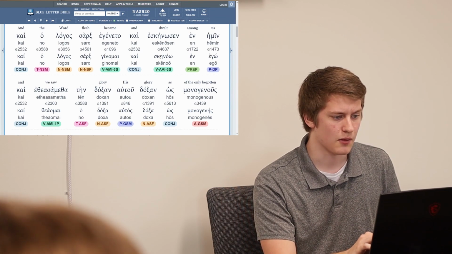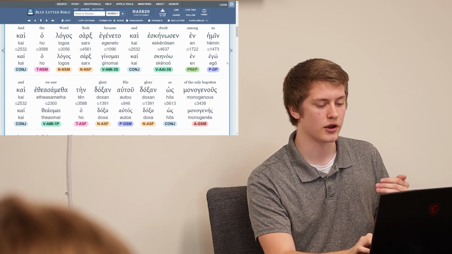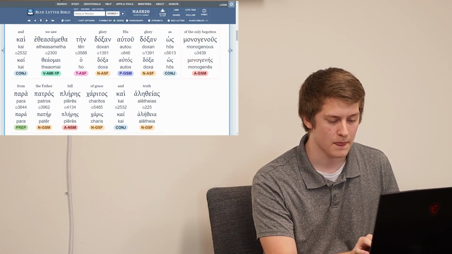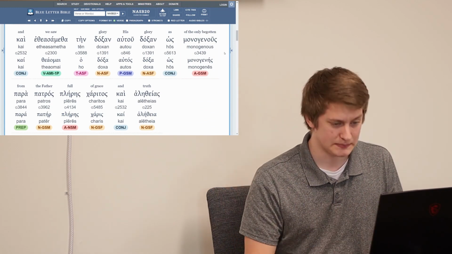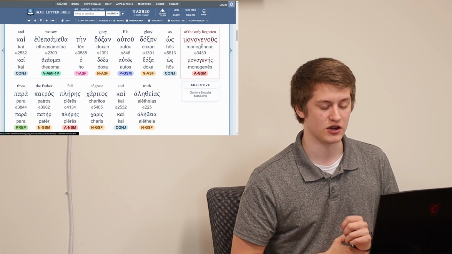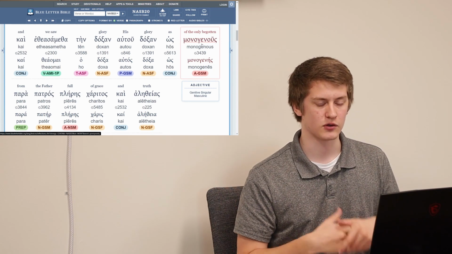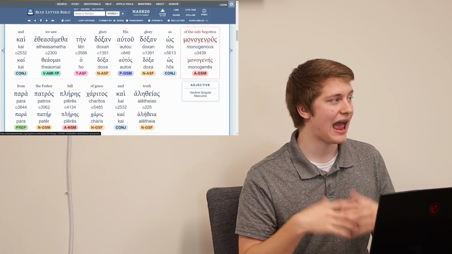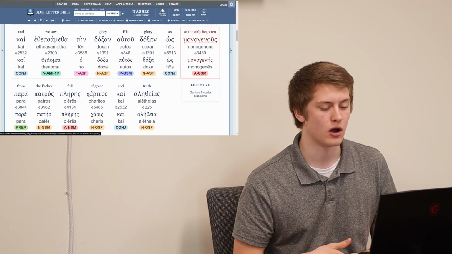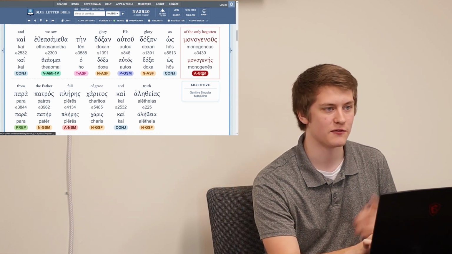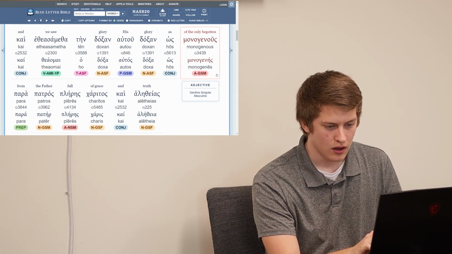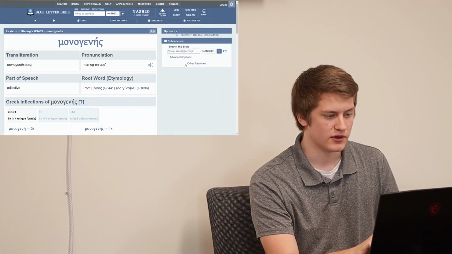So, "and the Word became flesh and dwelt among us, and we saw his glory as of the only begotten from the Father, full of grace and truth." So, this "of the only begotten," this is a fun one. In here, the word is monogenes, and the lexical form is monogenes. So this is an adjective, and the case is genitive, singular, masculine. As we can see, it's A instead of N, because it's an adjective, G, genitive, S, singular, M, masculine. So now let's click on it and do some deep diving.